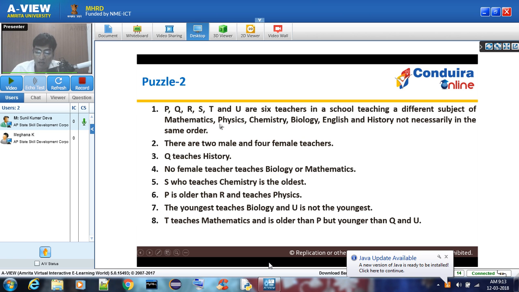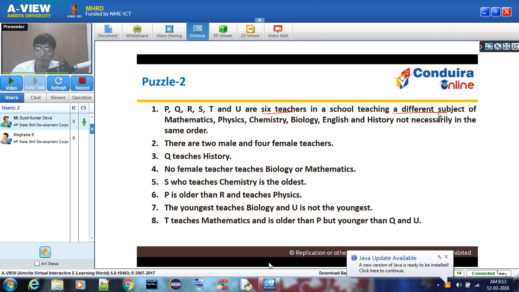So P, Q, R, S, T and U are 6 teachers in a school teaching a different subject, not necessarily in the same order. So what are the subjects? Math, physics, chemistry, biology, English and history. So 6 teachers, 6 subjects, and each person is teaching one different subject. So how many physics teachers are there? There's only one physics teacher in this puzzle because they mention that each teacher is teaching a different subject. There are 2 male and 4 female teachers.